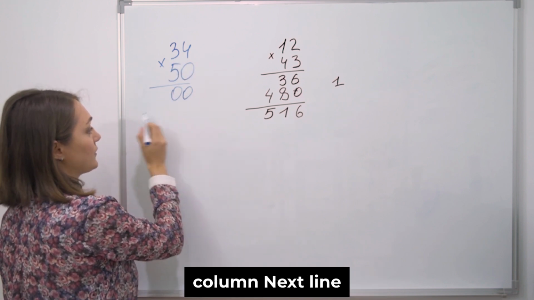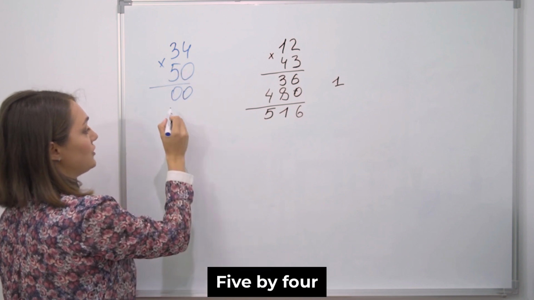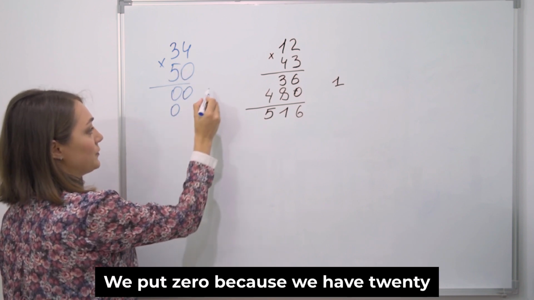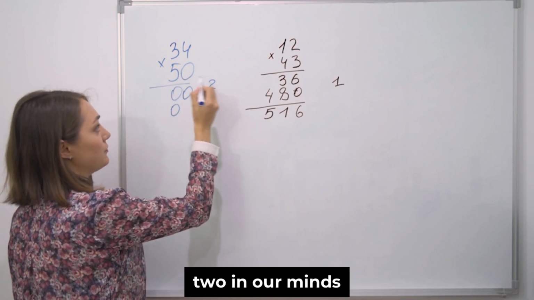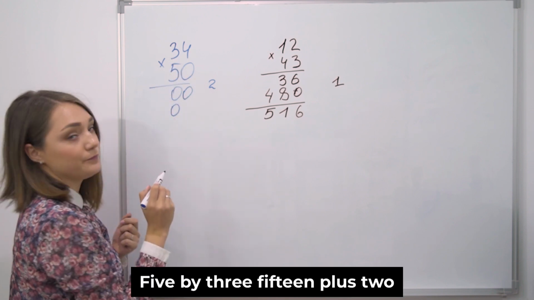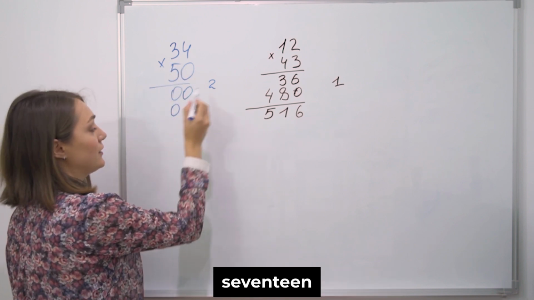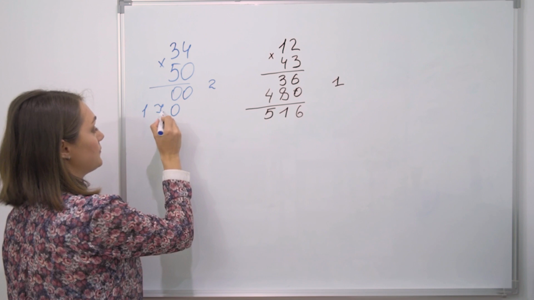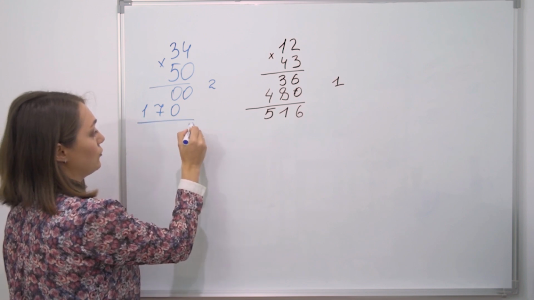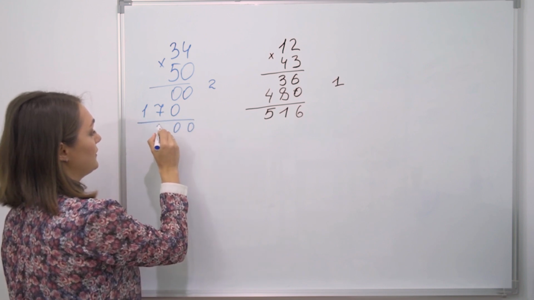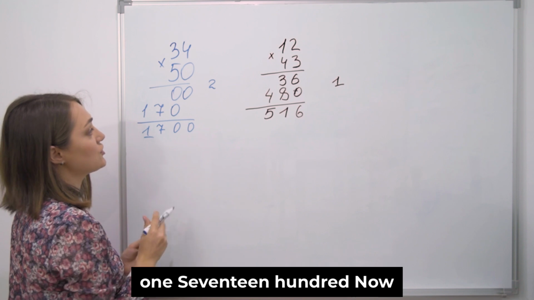Next column, next line, 5 by 4. We put 0 because we have 2 in our minds. 5 by 3, 15, plus 2, 17. Zero, 0, 7, 1, 1700.